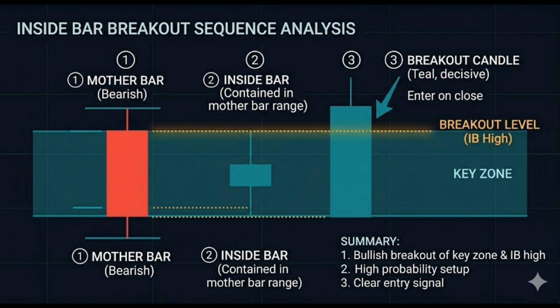Pattern 3, the Inside Bar Breakout. An inside bar is a candle whose high and low are fully contained within the range of the previous candle, the mother bar. The inside bar represents a coiling of price, a pause in momentum where the market is accumulating before its next move. At an SMC zone, the inside bar suggests that institutional orders are being quietly loaded at that level. The confirmation is the breakout, the candle after the inside bar closing above the inside bar's high for a bullish setup. Enter on the close of the breakout candle. The stop goes below the inside bar low, giving you the tightest stop of all 3 patterns.